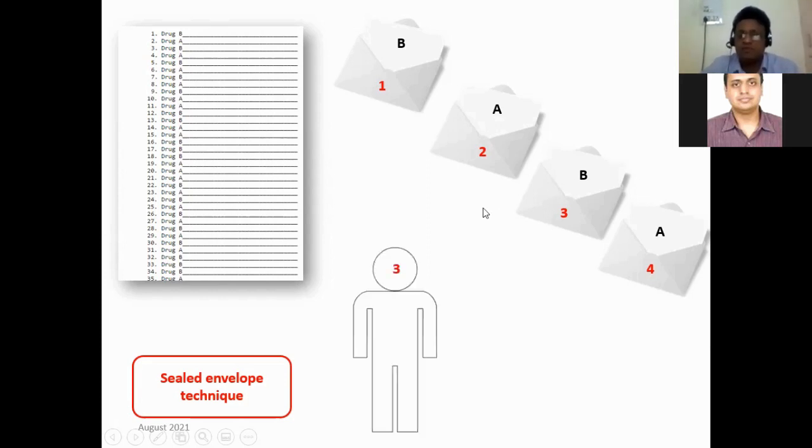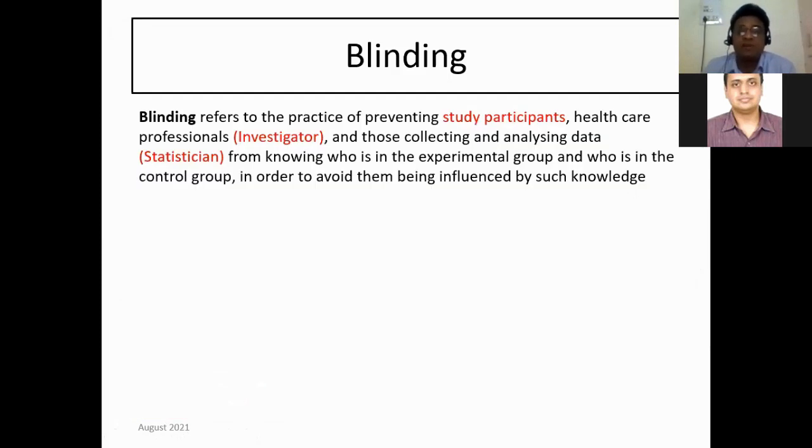So once the third patient comes, I will open this third envelope and see that, okay, this third envelope has treatment B. So this third patient has to receive treatment B. So this is what is meant primarily by allocation concealment. And this is a common method that we use, which is called the sealed envelope technique.